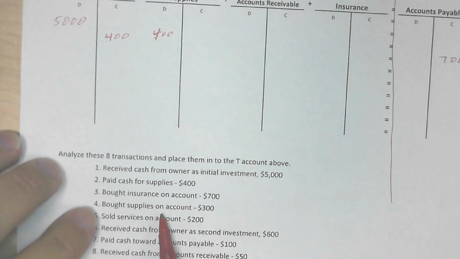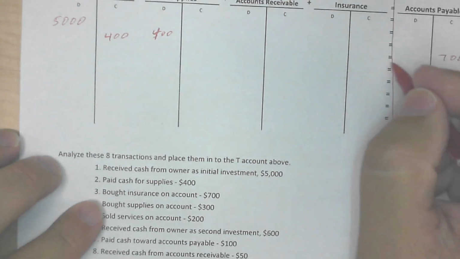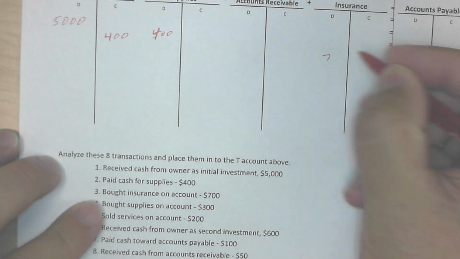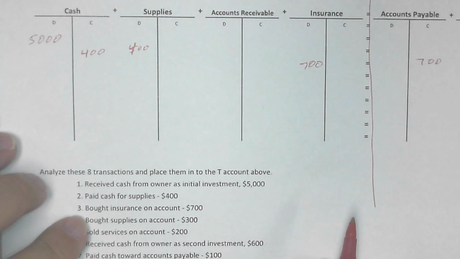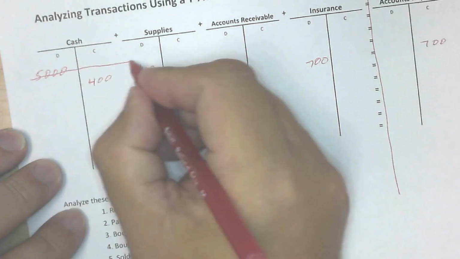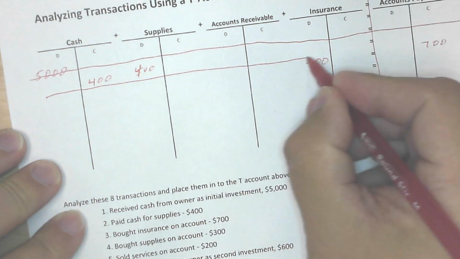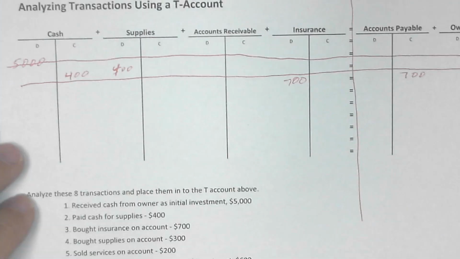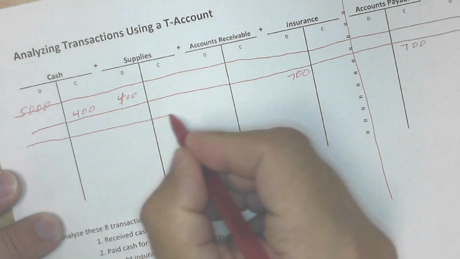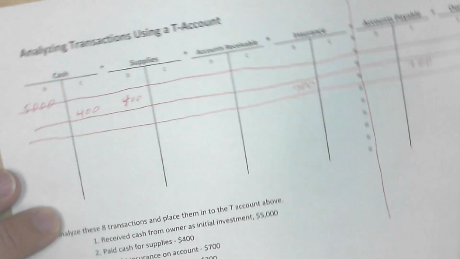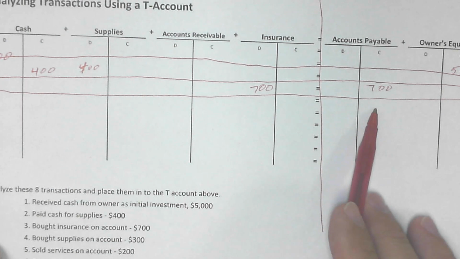Okay, so we bought insurance. Our insurance goes up $700. Our increases are on the left side under debit. So all right, 700 there. So we had an increase in our insurance and an increase in our accounts payable.